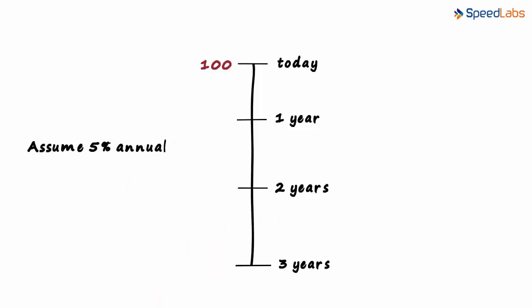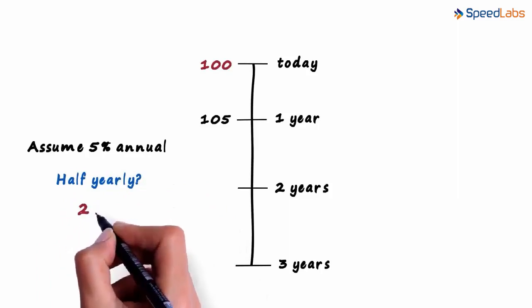So how much will you get if you take your money out after a year? Yes, you will get 105 rupees at the end of the first year. But what if the interest is calculated half yearly? The interest for half a year will be 2.5%.